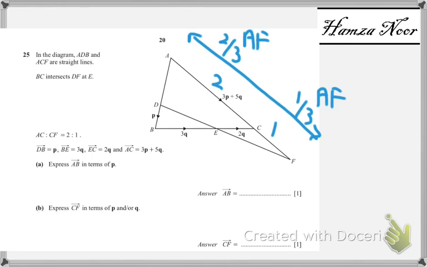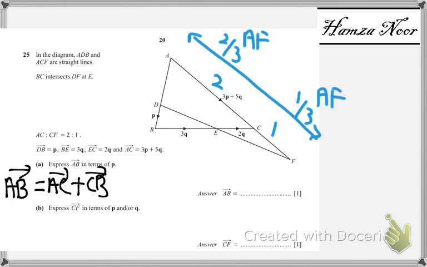So where is P? Where is AB? AB is right here. So how can we express AB over here? It will be like this: AB is equal to AC plus CB.